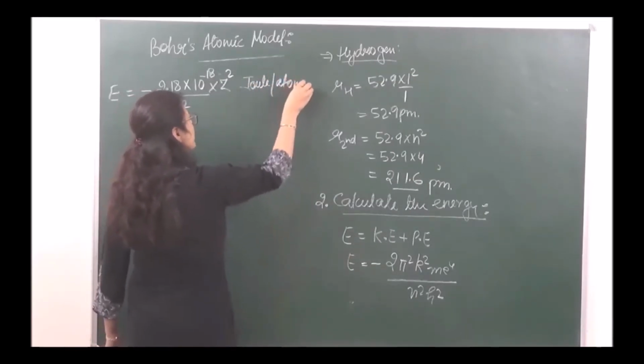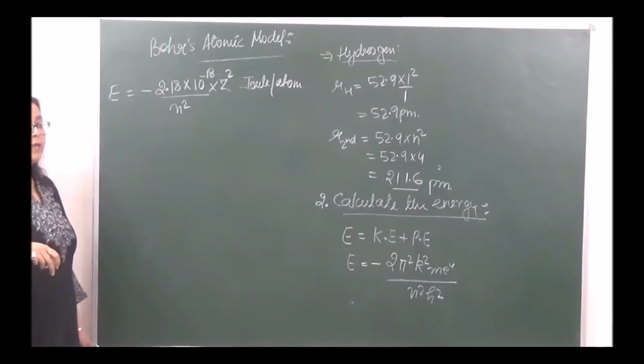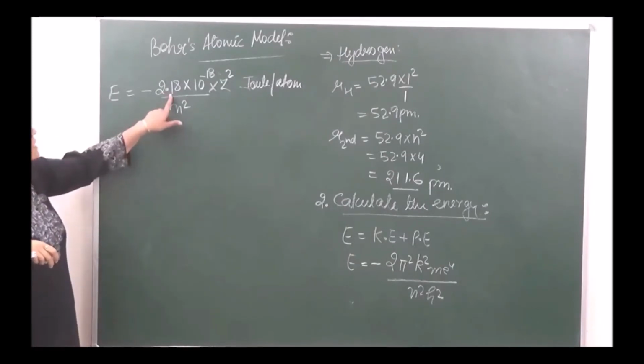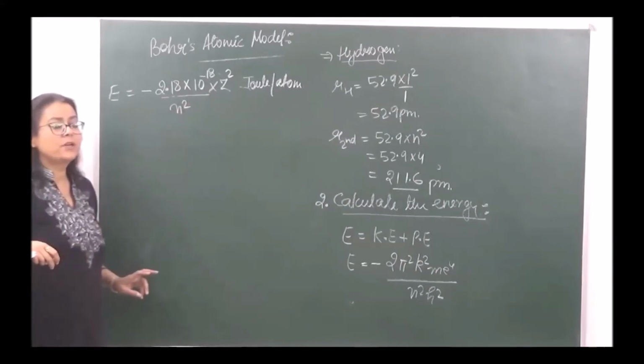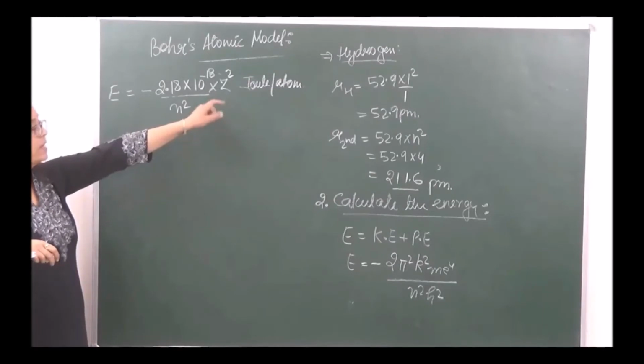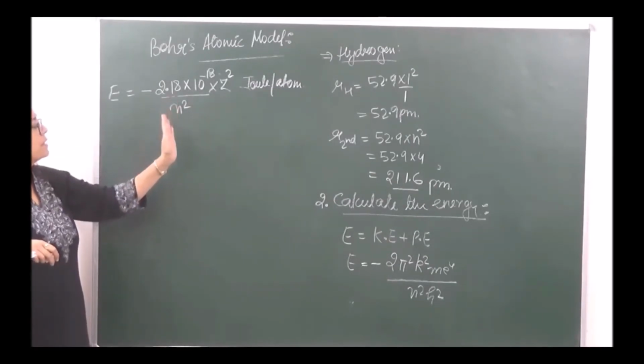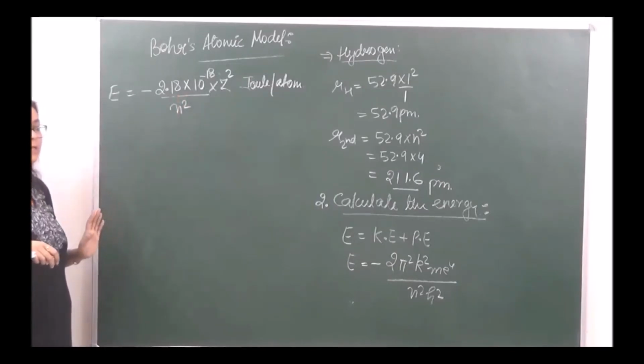So when we are doing questions regarding energies, please be sure to see the unit in which the answer is given to you. The value of this constant has to be taken according to the unit which is given in the answer. So if it is given in joules per atom, then 2.18 into 10 raised to power minus 18 upon n square into Z square has to be taken.